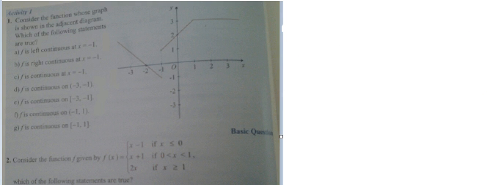Consider the function whose graph is shown in the adjacent diagram. Which of the following statements are true? First, if f is left continuous at x equal minus 1. Before that, let me say something. At a point we can discuss directly, because we take the left of the point, the right of the point, and the point itself. They should all be equal.